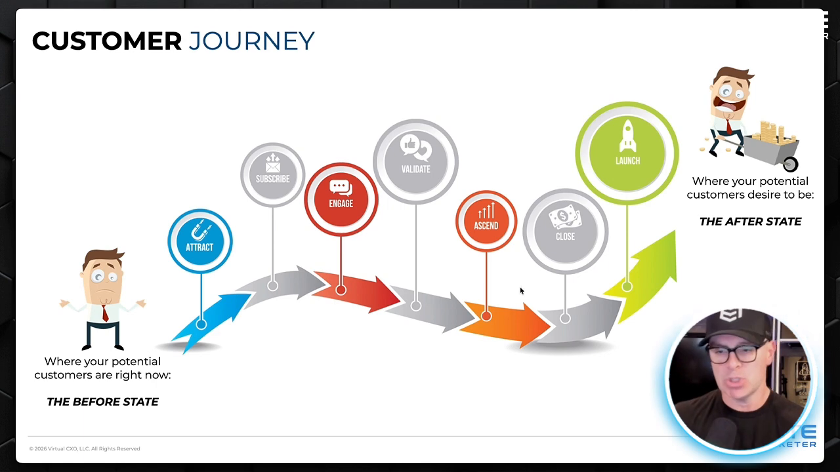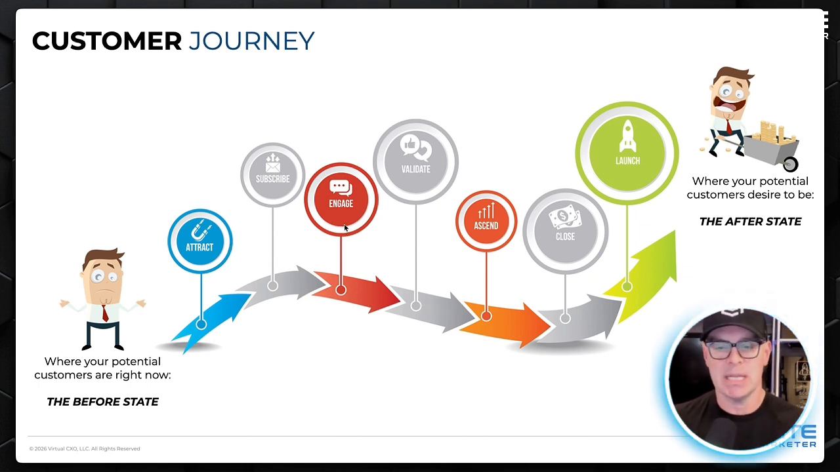And they have different journey steps, stages that they go through. The first one is attraction. That's where we get their attention. The second one is the subscribe stage, and that's where we get them to opt in to our email list or our CRM. These are the two stages that we're going to be talking about today.